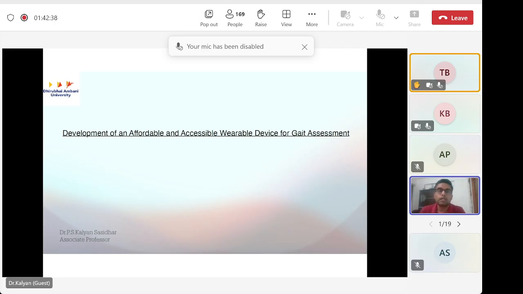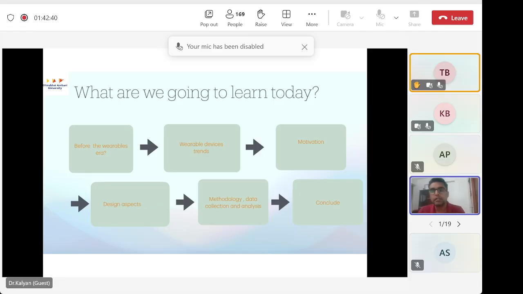So let me first tell you what we're going to be discussing or learning today. I will give a quick introduction or discussion about what was there before the wearable era started, maybe a few years before, and then we'll start from there in terms of what was used to sense data, what was used to collect data and analyze. And then we will get into the wearable device trends in terms of market.